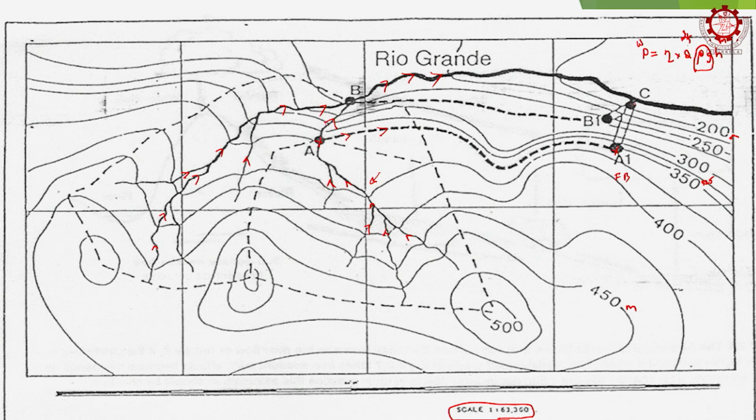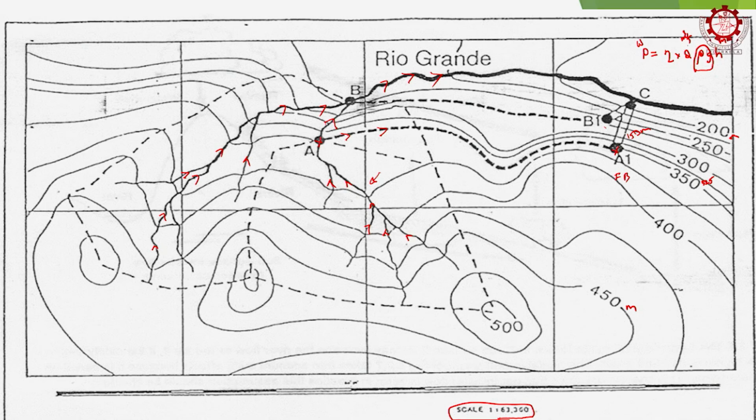And we can see B1 is at 275 level, A1 is at 350 level, C is at 200. So, that power plant has a head of 150 meters, right. So, that is a project, right.